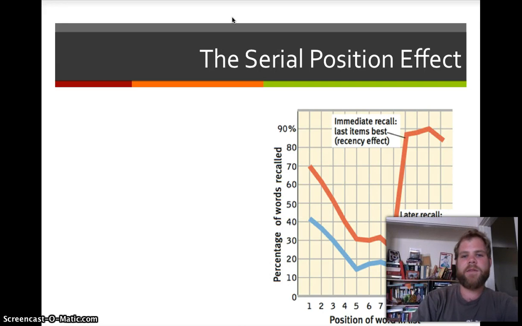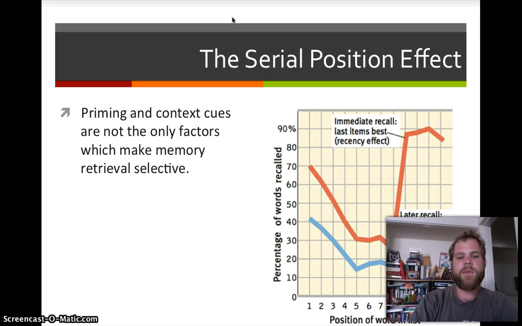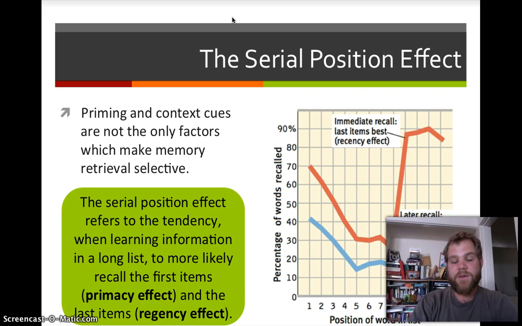And lastly, we have this idea of the serial position effect. I touched on this briefly in class. So priming and context cues are not the only factors which make memory retrieval selective. The serial position effect refers to the tendency, when learning information in a long list, to more likely recall the first items, which is called the primacy effect, and the last items, the recency effect. So the idea is that when you're getting ready to remember stuff, you're ready when the list starts and you remember the first stuff, and then the stuff at the end is the most recent stuff, so you remember that too. The stuff in the middle just kind of gets lost. And so here we have a graph depicting the serial position effect.